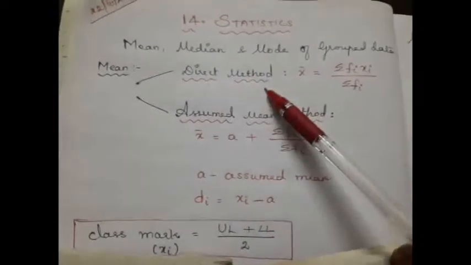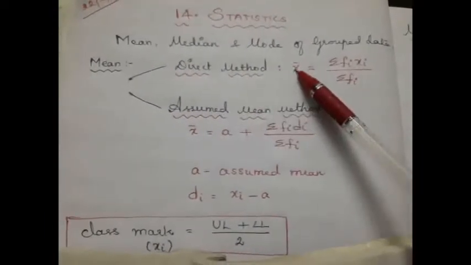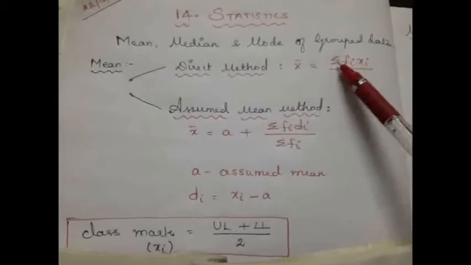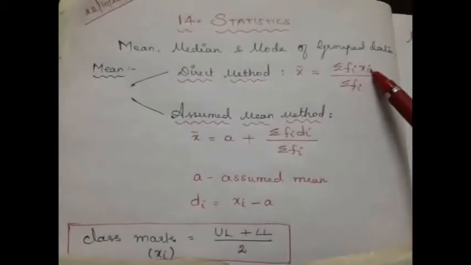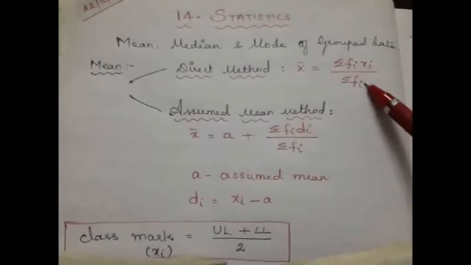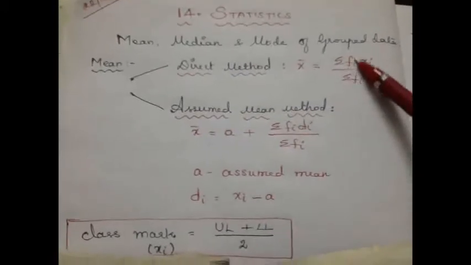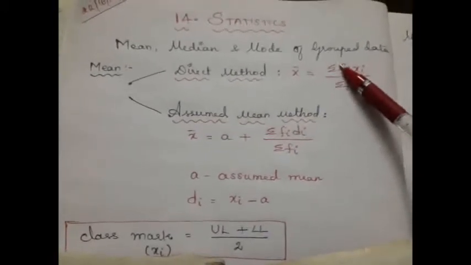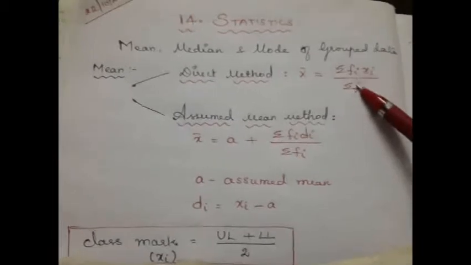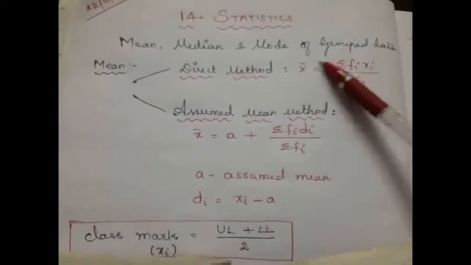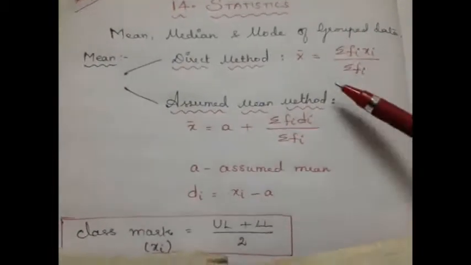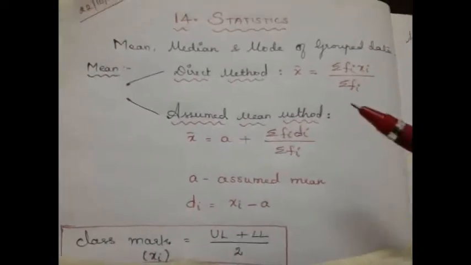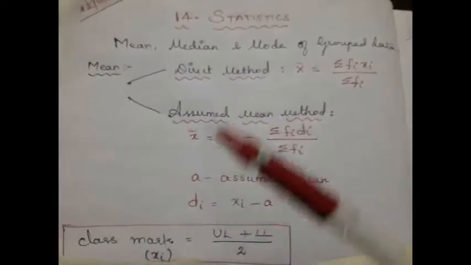So in direct method, the formula to find mean x bar is equal to summation fi xi divided by summation fi. What is this f? F stands for frequency, we know already. X are the observations. Just know about the formula. Let me explain with an example so that you will get a better clarity.